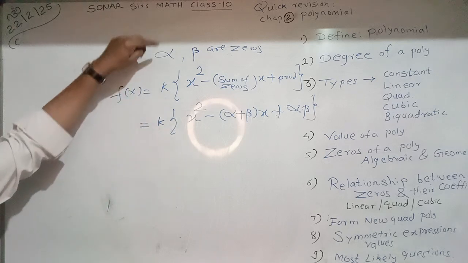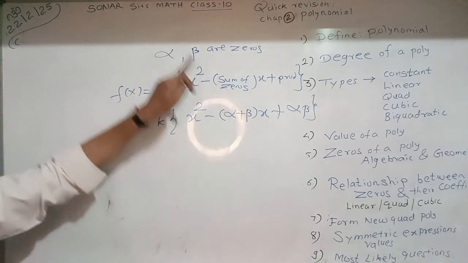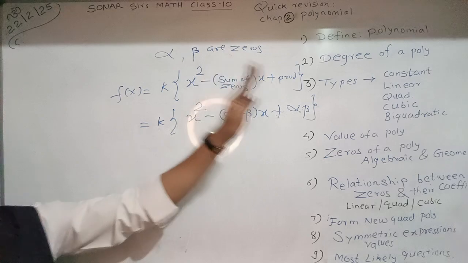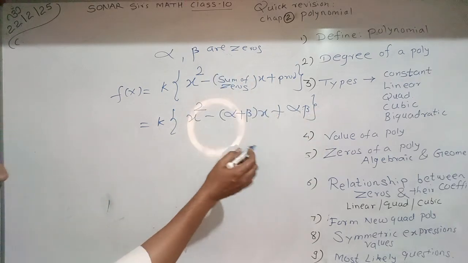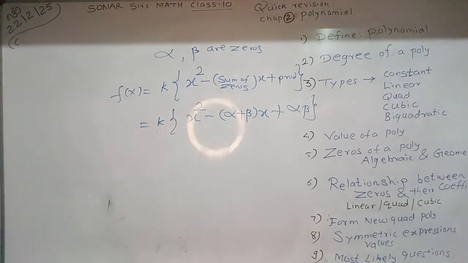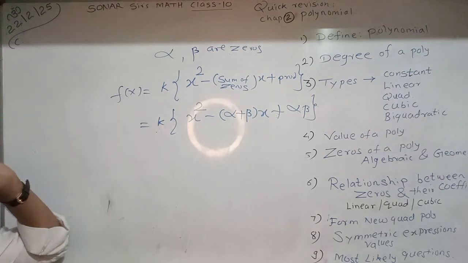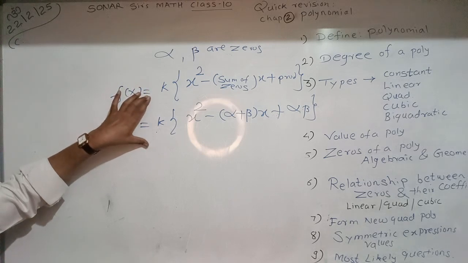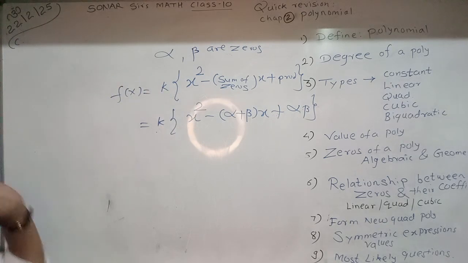When the zeros alpha and beta are given, or the sum and product of zeros are given, at that time we have to use this formula, where k is a constant. K is a constant. This is called formation of a new quadratic polynomial.